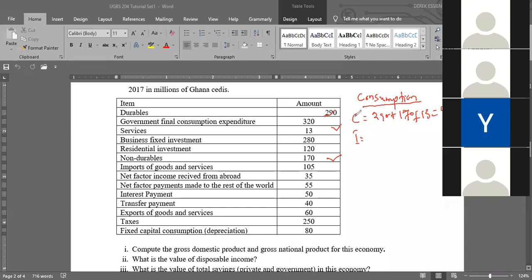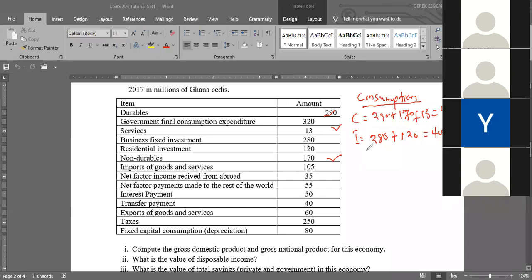Right, so can we work on I? What goes into investment? Business fixed investment. How much? 280. Plus residential investment, 120. If we add these, what do we get? 400.